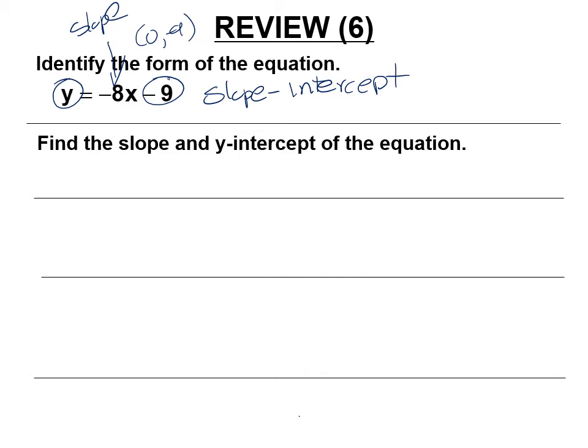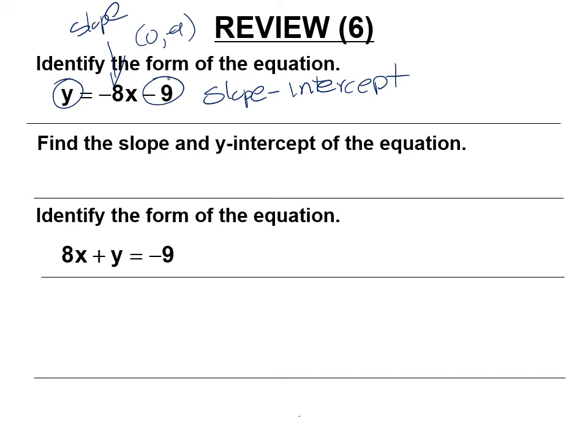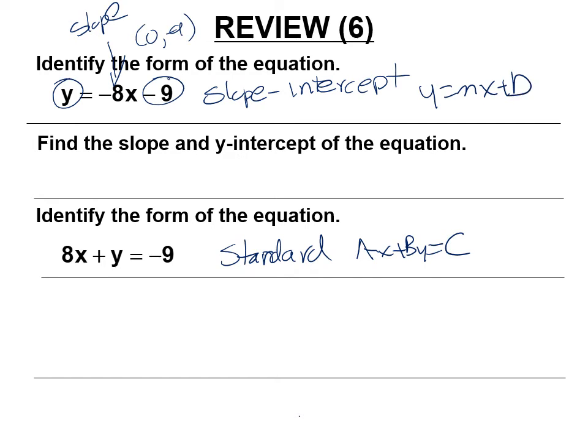Right, I just said that. The slope is -8, the y-intercept is 0, -9. What form is this in? This is in standard form, right? This is called ax plus by equals c. This one is y equals mx plus b. This is in standard form.